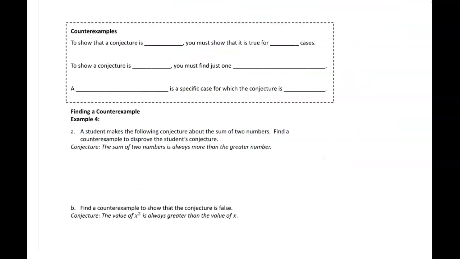All right, last thing we're going to do is talk about counterexamples. Now, counterexamples are pretty darn important. Okay, so first of all, to show that a conjecture is true, you must show that it is true for all cases. So in math, if we say a statement is true, that means it's true all of the time. If we can find one case of when it's not, we consider it a false statement. Okay, so to show that a conjecture is false, you must find just one counterexample.